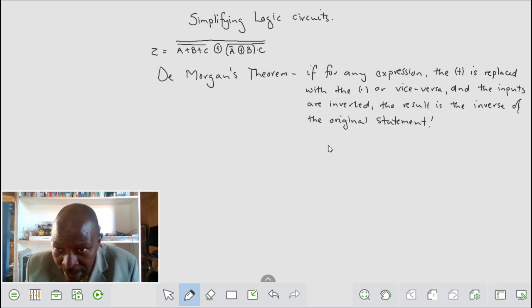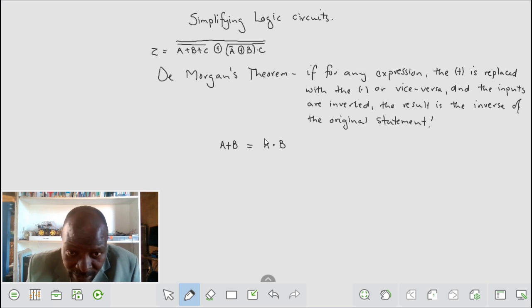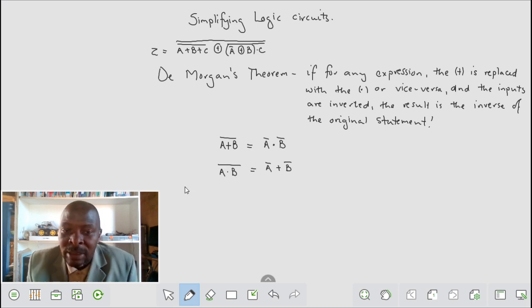All right, so what are we saying here? Let's take an example of an expression, the basic one, A or B. We are saying if this is replaced by that and the inputs are inverted, the result is the inverse of the original expression. Let's take the other one. If the AND is replaced by the OR, and the inputs are inverted, the result is the inverse of the original statement.